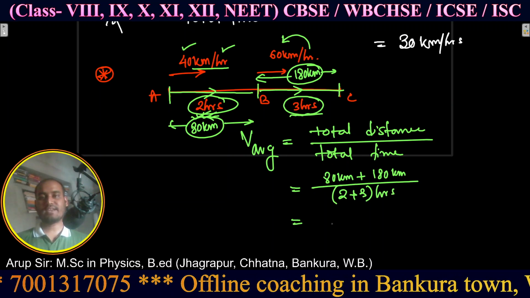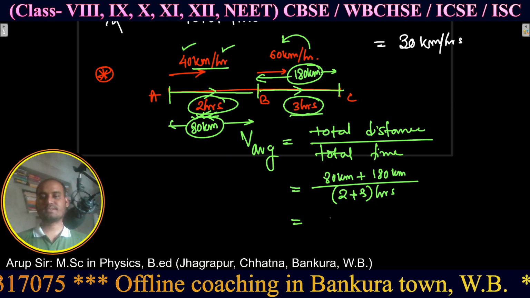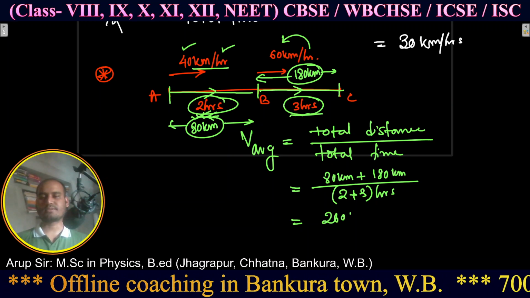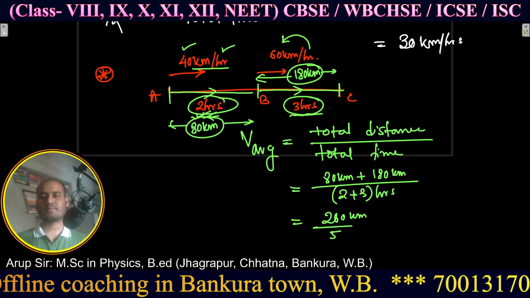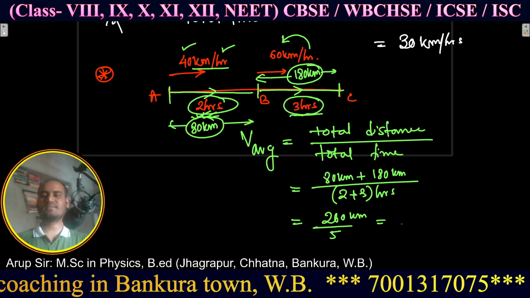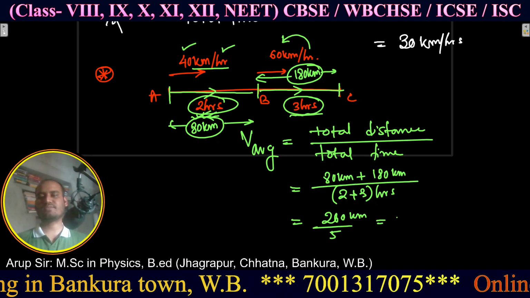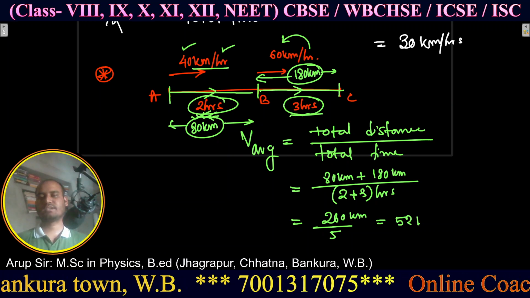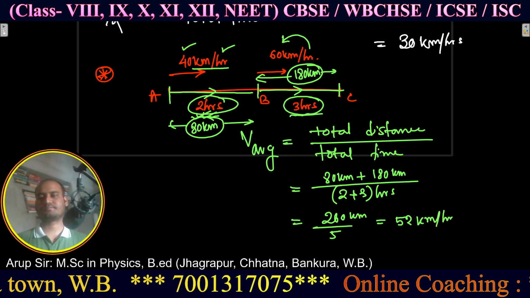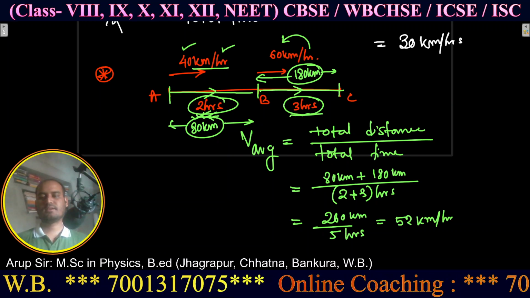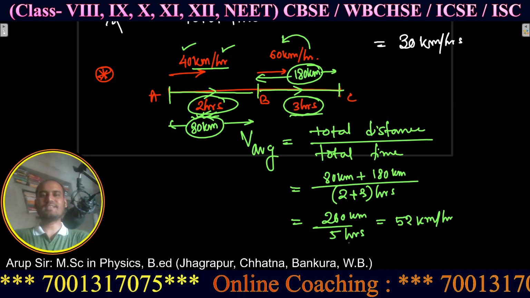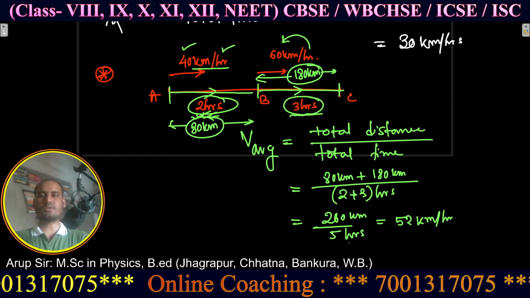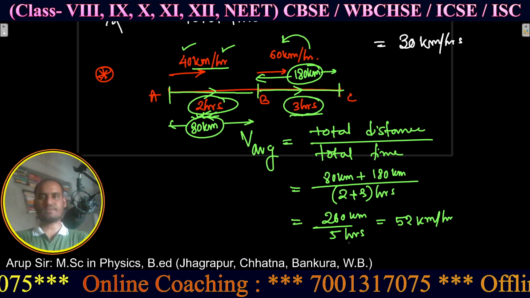180 plus 80, how much is that? That is 260 kilometers divided by 5. If you cancel this term, then you will get the actual answer, which is 52 kilometers per hour. So this is how you can easily calculate the value of average speed or average velocity.